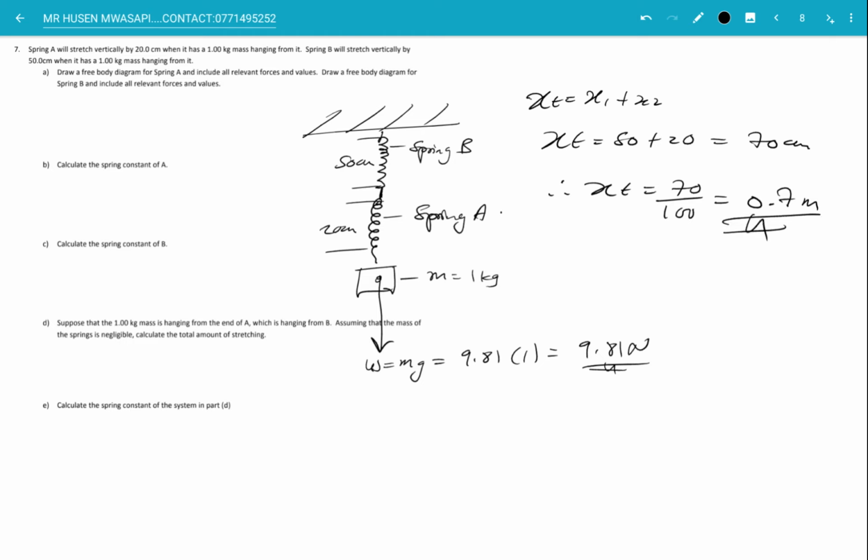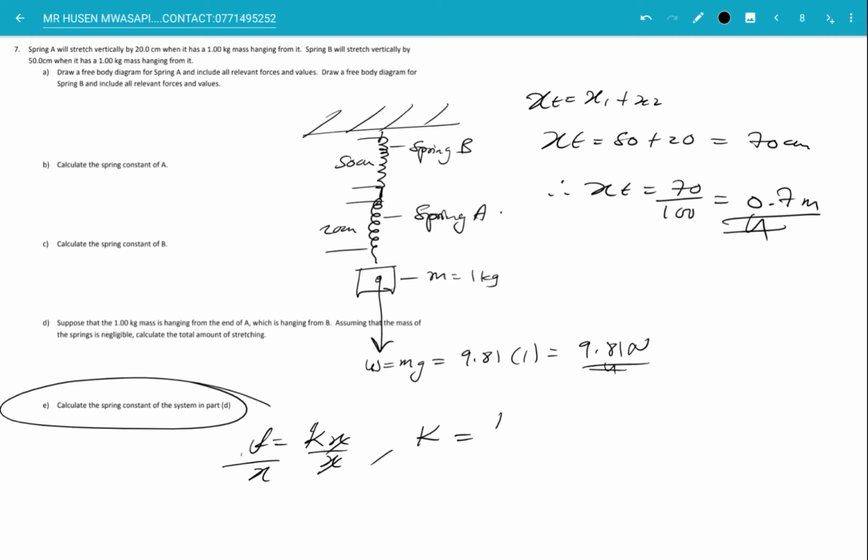Now with this, you can now solve E. E says calculate the spring constant. So you know F is equal to kx. So divide by x, divide by x. K is equal to F over x. The force is the weight, so 9.81 divided by 0.7. So the K will be 14.0 newtons per meter.